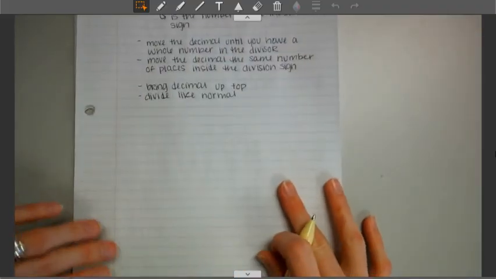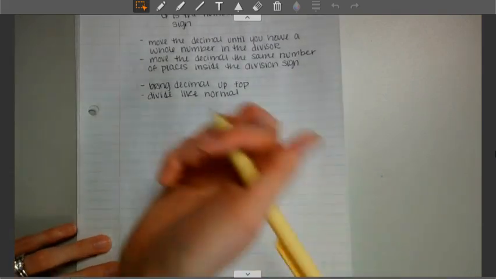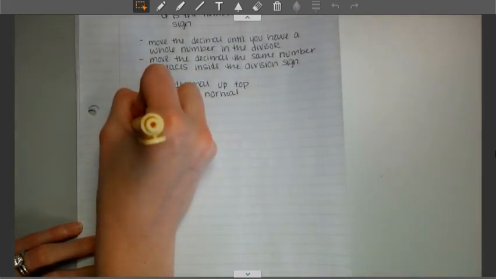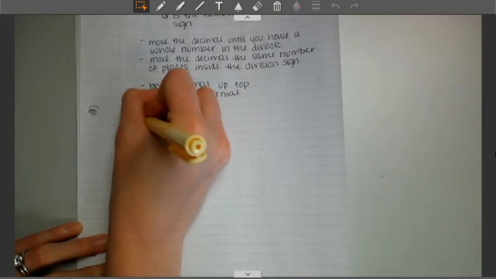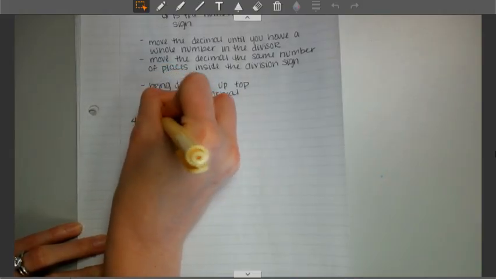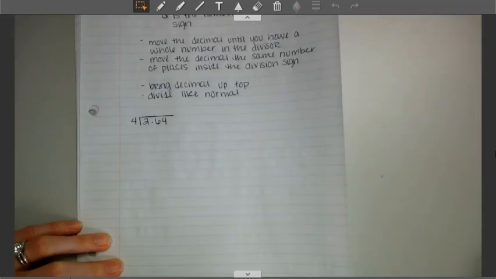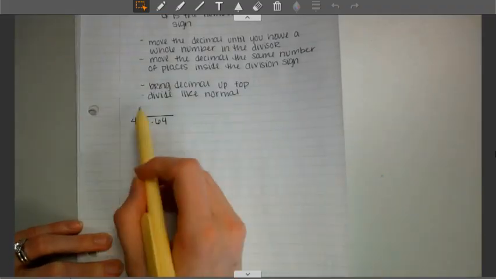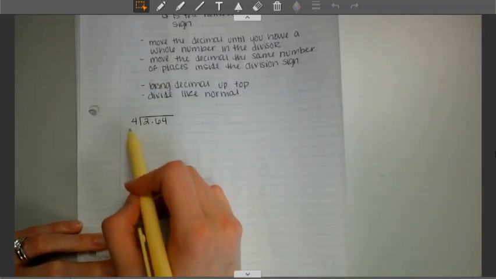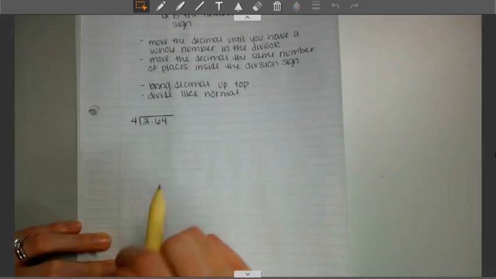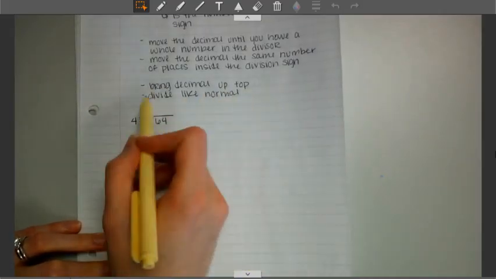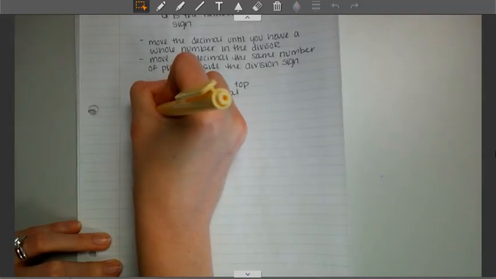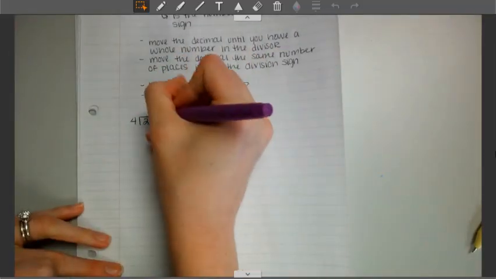So for our first example, we are going to do 4 into 2 and 64/100ths. Notice I do not have a decimal here in the divisor, so I can go straight down to where I bring the decimal up top and divide like normal. I'm going to bring the decimal up top, kind of like addition and subtraction. You want to line up your decimals. And then we're going to go ahead and divide.